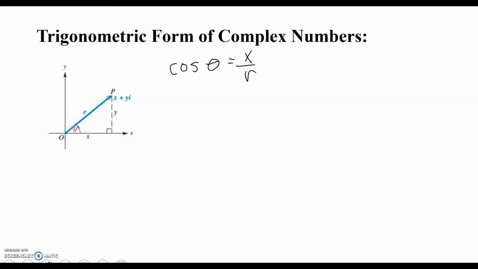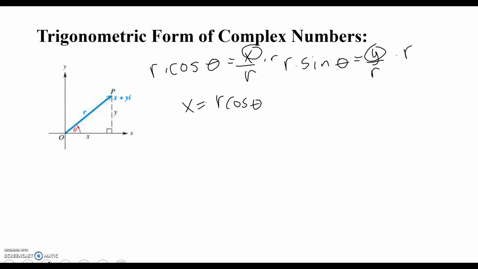And then the sine of theta is equal to the opposite side over the hypotenuse, which is y over r. Now, if I solve both of these for x and for y, I end up multiplying both sides by r, in both cases. I'm just going to write it with the x on this side: x is equal to r cosine of theta. And because the r's will cancel, I will get here y is equal to r sine of theta.